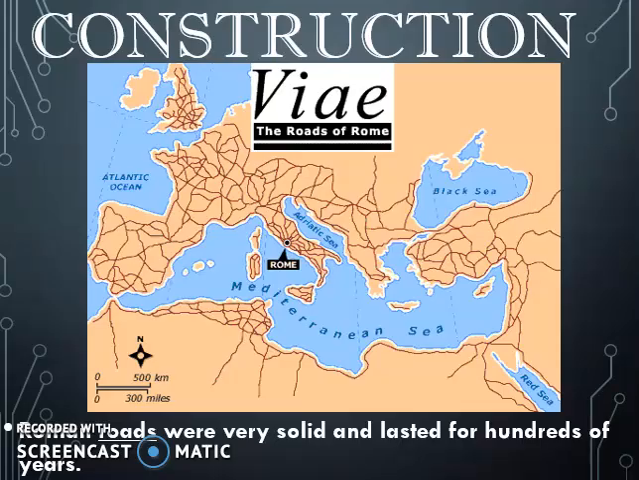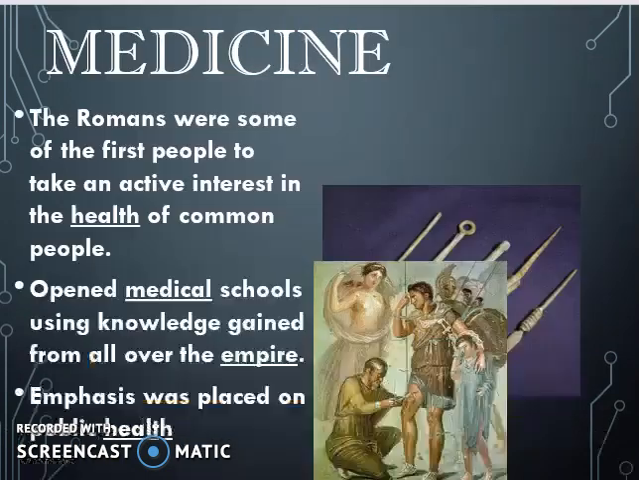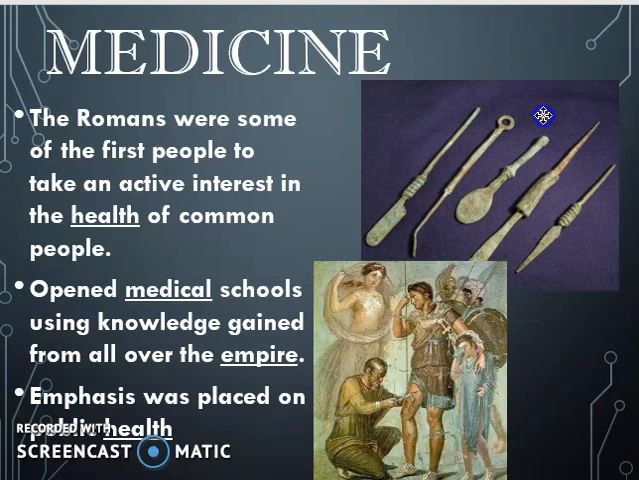We've already mentioned that Roman roads were very solid and lasted for hundreds of years. In terms of medicine, the Romans were some of the first people to take an active interest in the health of common people. They opened medical schools using knowledge gained from all over the empire. Emphasis was placed on public health. So these are some tools that would have been used. Health was very important in the Roman Empire.